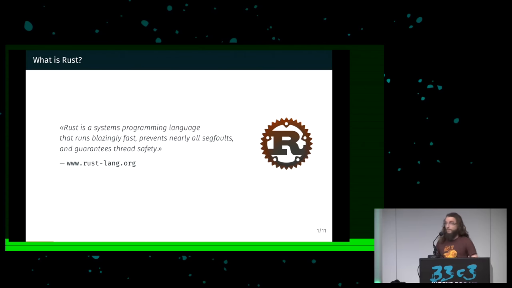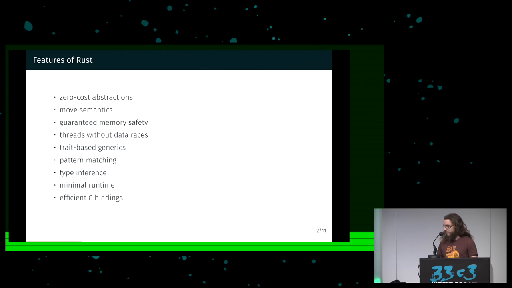So after LibrePCB, I want to give you an introduction to Rust. First, what is Rust? Rust is a systems programming language that runs blazingly fast and prevents nearly all segfaults and guarantees thread safety. This is how Rust describes itself.